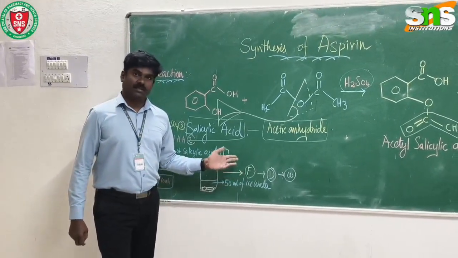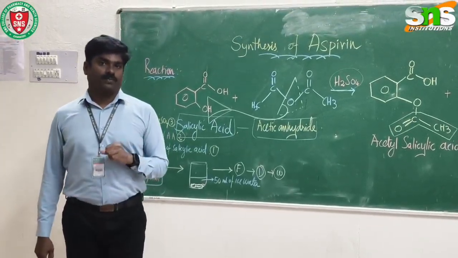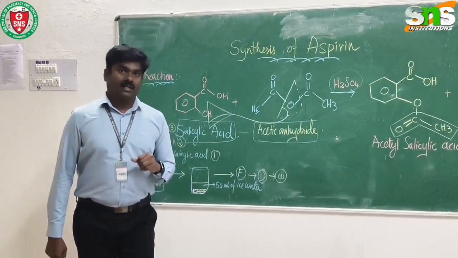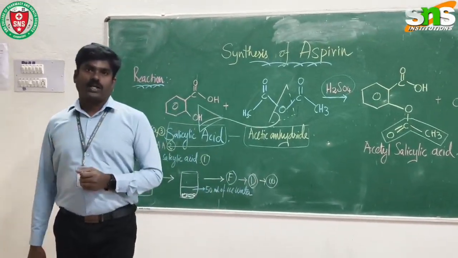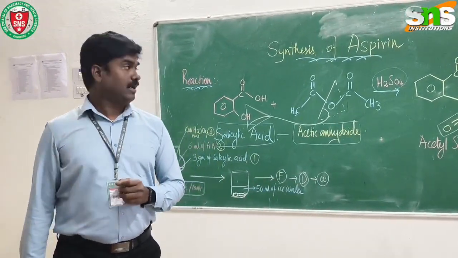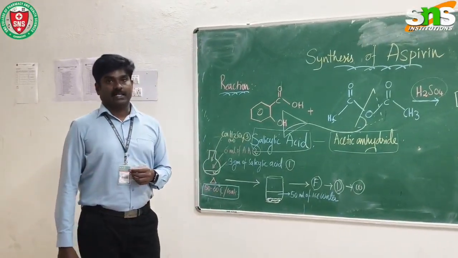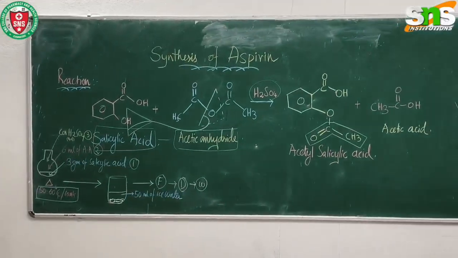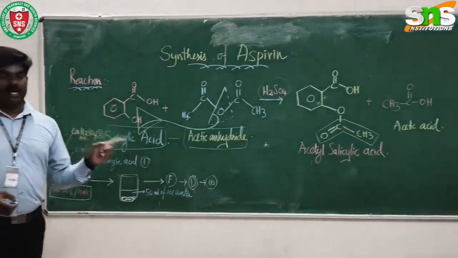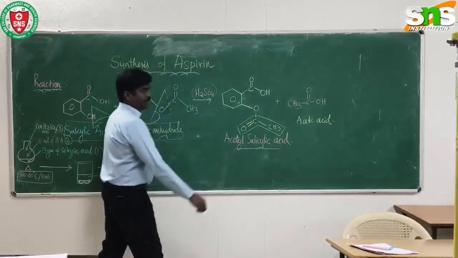After the filtration step, we need to dry the product well. Then we can weigh it finally. After weighing, we can calculate the percentage yield of aspirin or acetylsalicylic acid. This is the way we can do the synthesis of acetylsalicylic acid. So finally we got the final product of aspirin.